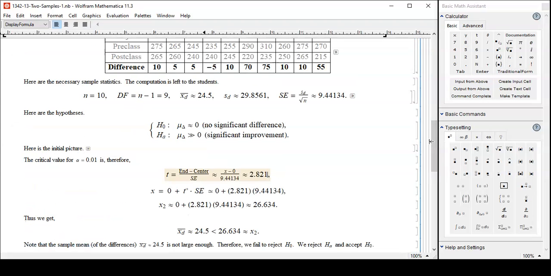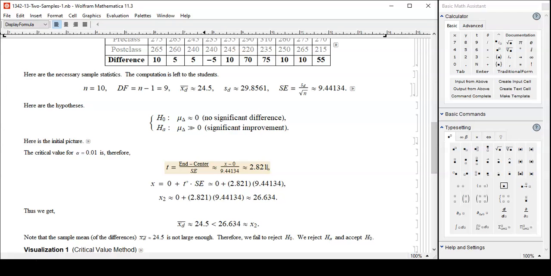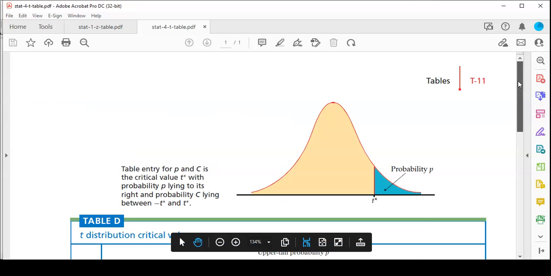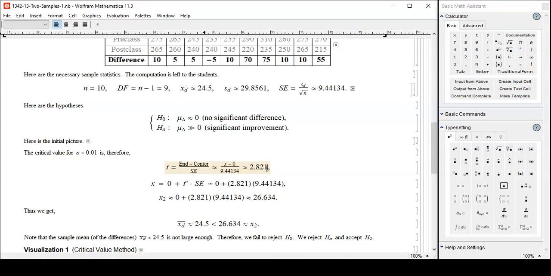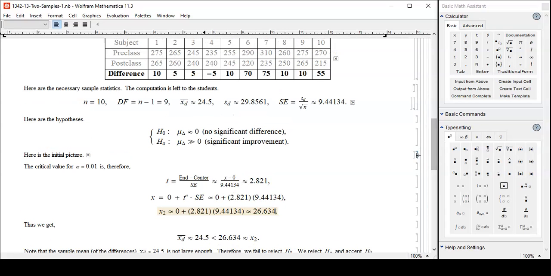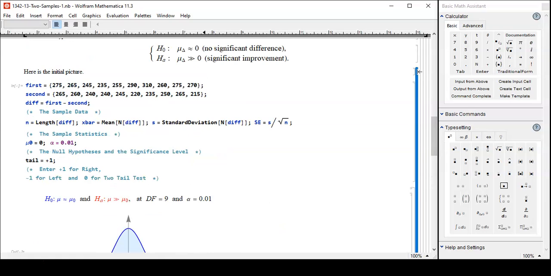So how do you do that? X-bar minus center over SE to find out this critical value, and t-score associated to this 1% is 2.821. Let's see, here's a t-table, and the degree of freedom is 9 and 1%, so 2.821. That's the number we use, and solve it. You get the critical value, 26 point something, so 24.5 falls into the blue region right here. So you go with the null hypothesis.